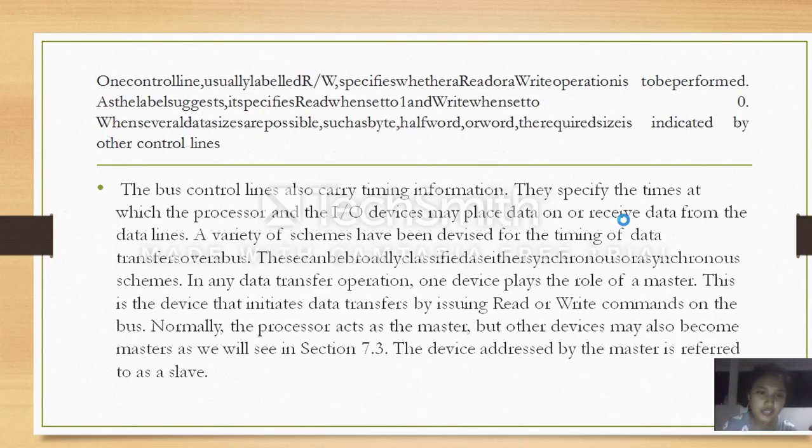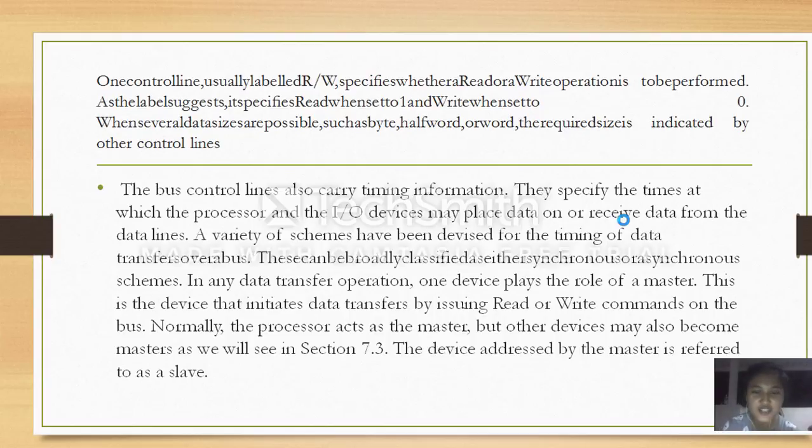The bus control lines also carry timing information. They specify the times at which the processor and the input or output devices may place data on or receive data from the data lines. A variety of schemes have been devised for the timing of data transfer over a bus. These can be broadly classified as either synchronous or asynchronous schemes.